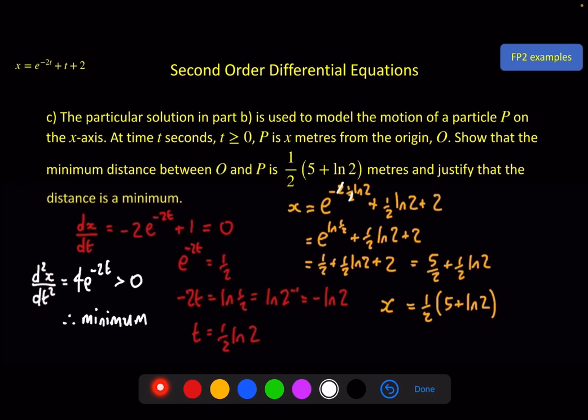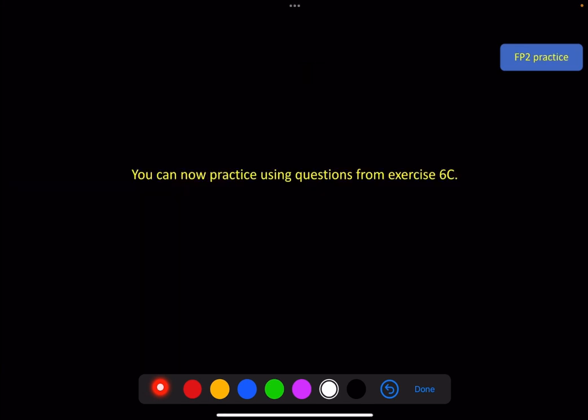So there we've had 2 full examples, and I hope that is enough now for you to have a go at the questions in exercise 6c. And maybe I'll see you in the final video of this chapter for some substitution.